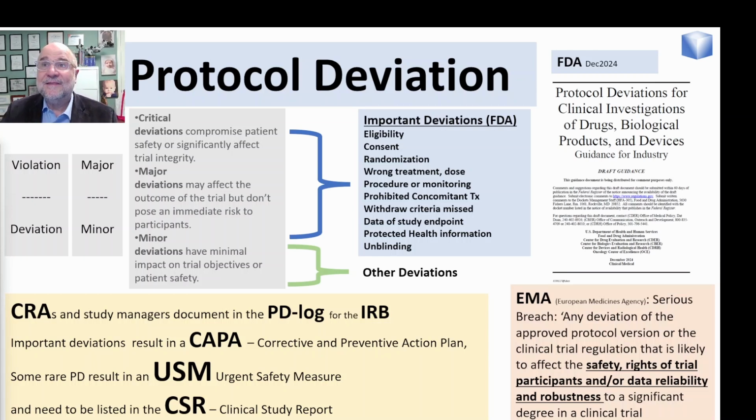Consent problems are important. Remember that, important deviations. As you know, patients need to be informed before they can enroll in a clinical trial, and then they need to sign. That signature is called the consent. If something is wrong with that, that is an important deviation.